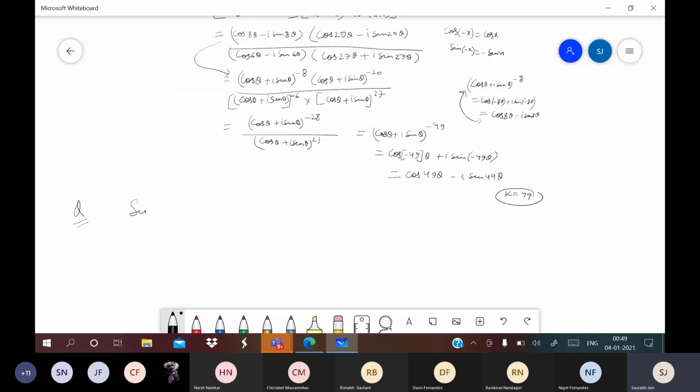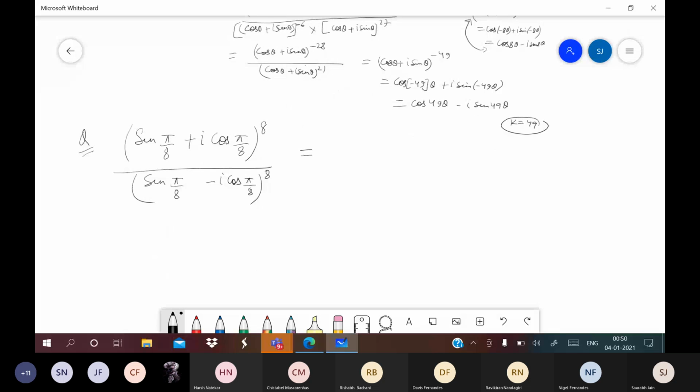Okay, then solve this question. You're free to select any of the options. Either you can go with De Moivre or Euler's. Just tell me what you are getting after simplifying this expression. Try this question. Tell me what you are getting.